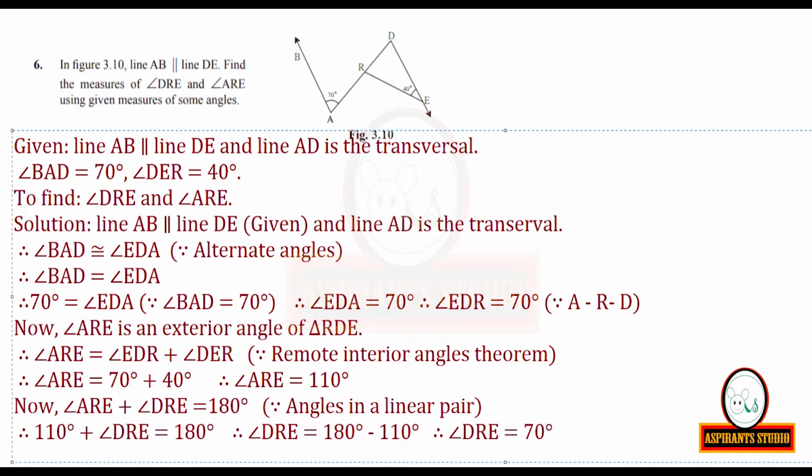Now write the final answer. Measure of angle DRE is equal to 70 degrees and measure of angle ARE is equal to 110 degrees. Now coming to the next problem.